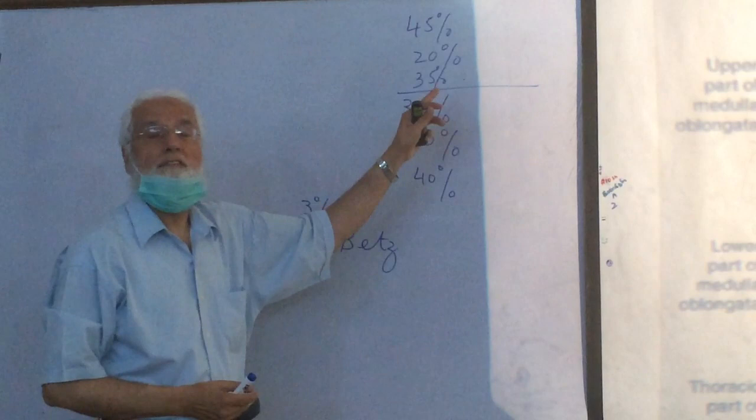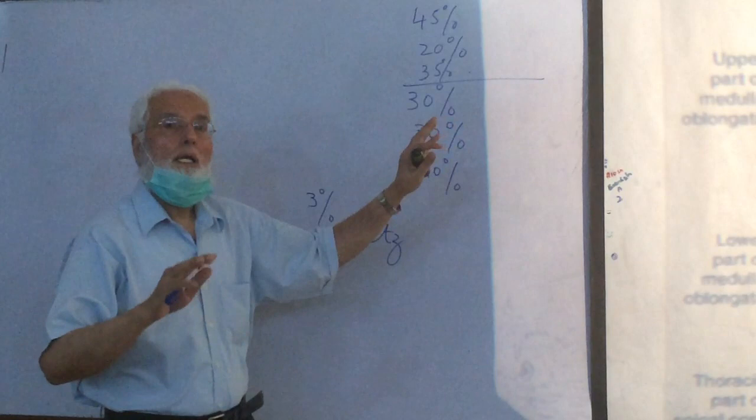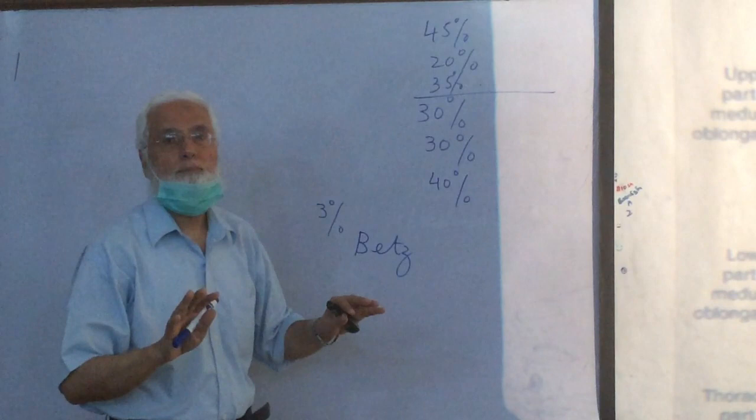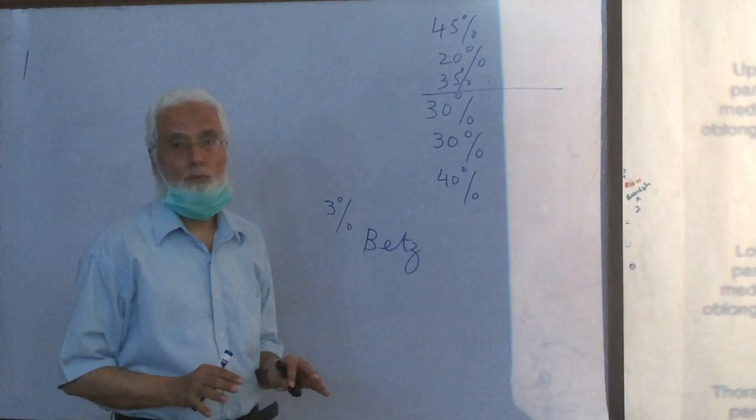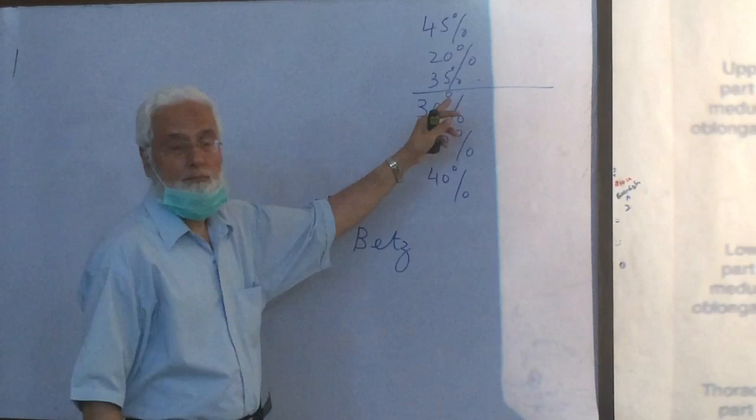You see, more termination of the corticospinal tracts is on the segments which supply the limbs, upper limbs, lower limbs. So more termination in the cervical segments and lumbar segments, because these segments supply the limbs in the body.